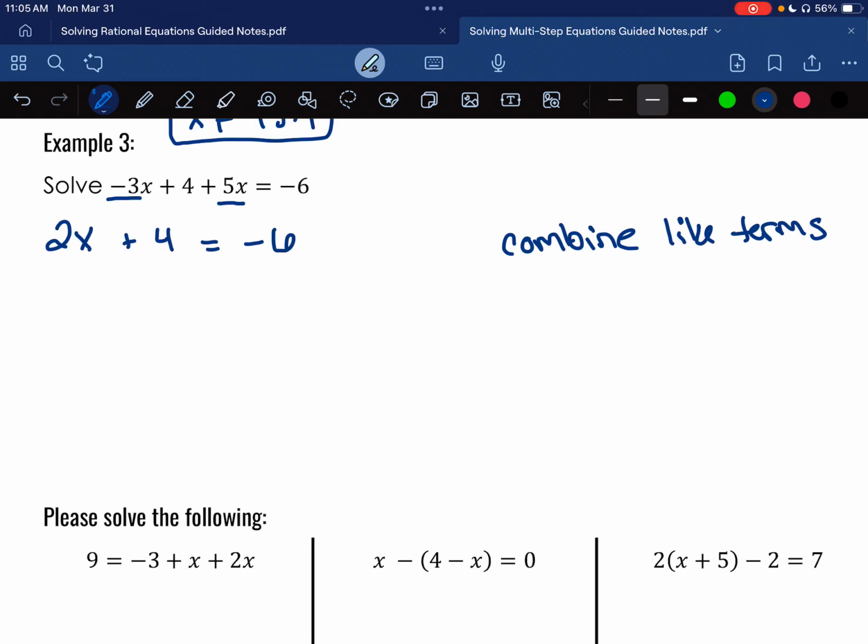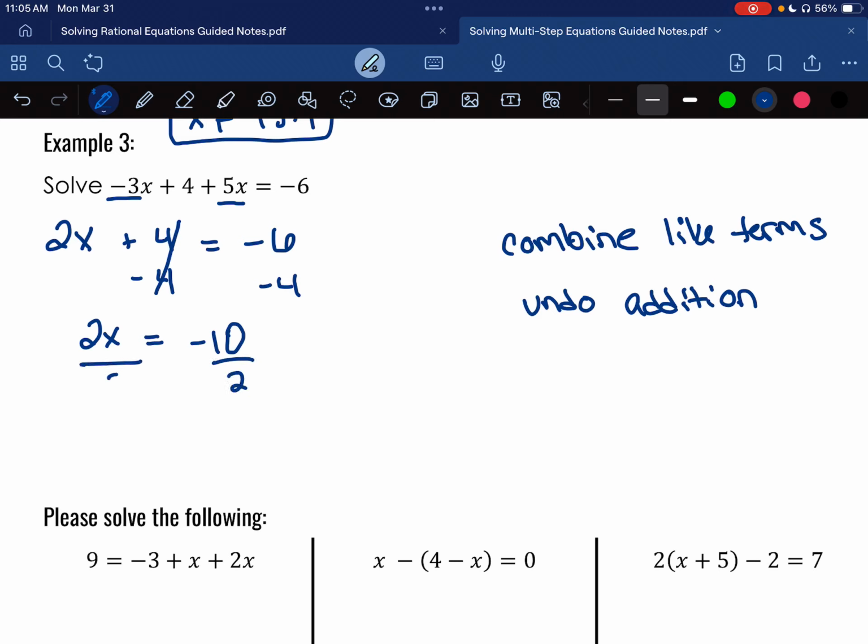All right, now I'm going to get rid of this 4 here. So I'm going to subtract 4 from both sides. I'll end up with 2x is negative 10. So what I did there was I had to undo addition. And last but not least, I'll have to divide both sides by 2. And I'll end up with x is negative 5.